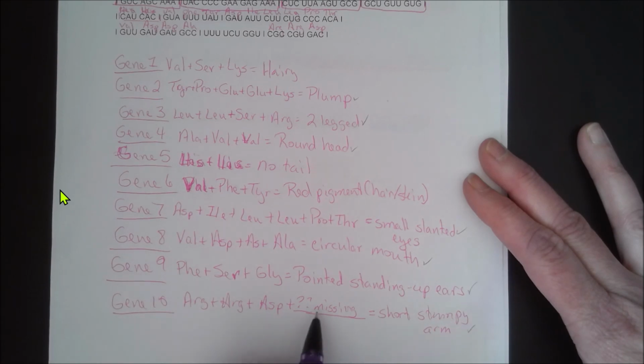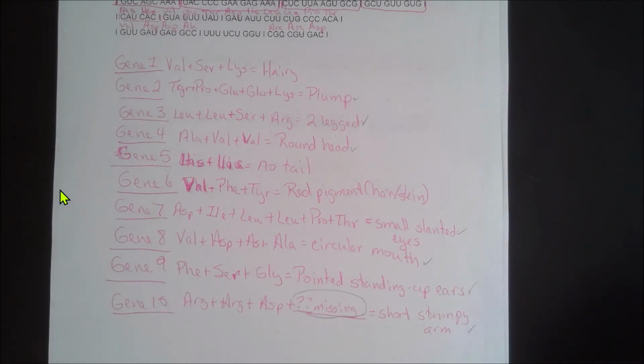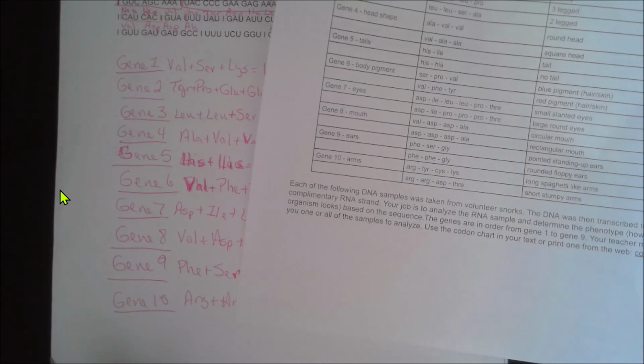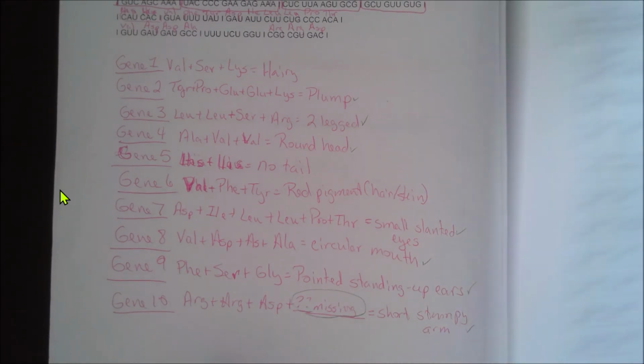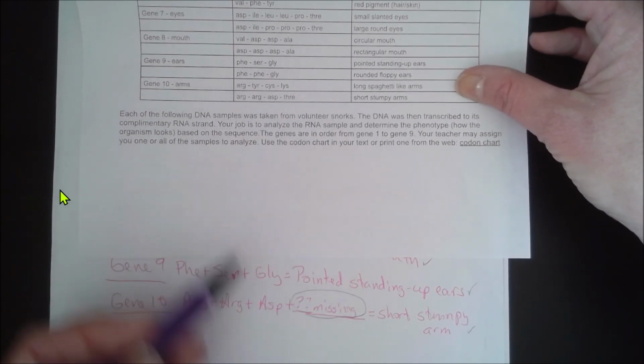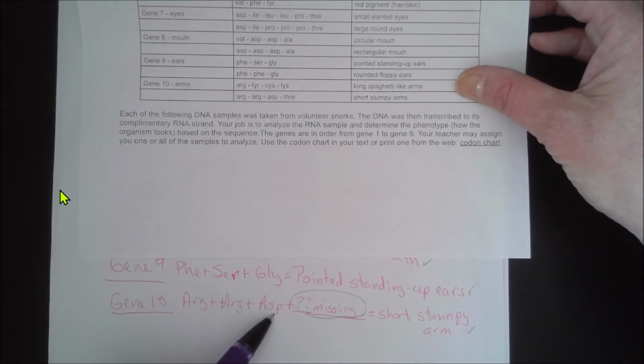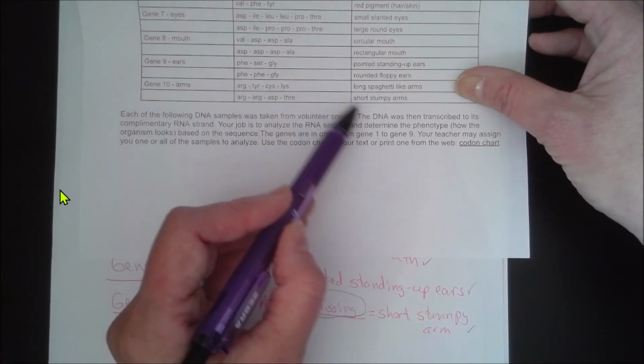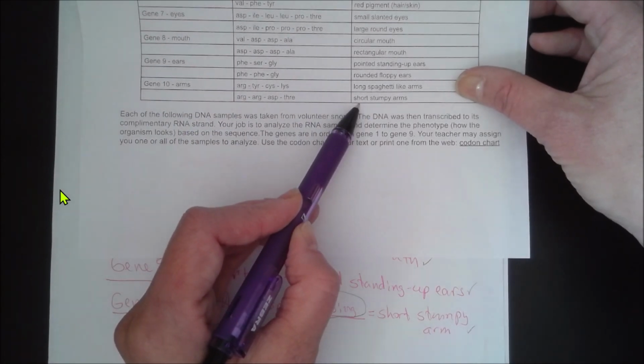This one down here, I did find that it was missing a section. Must have a mutation in it. Okay, and if that is the case, then I would look and see what is closest. ARG, ARG, ASP, ARG, ARG, ASP. Well, it can't be this one up here, so it must have short, stumpy arms.